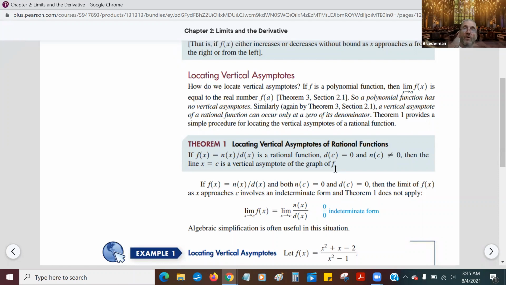And we really did this before. We had a function before where if I plugged in x equals 1, the top is not 0, but the bottom becomes 0. We actually had 2 examples of that in the same video.